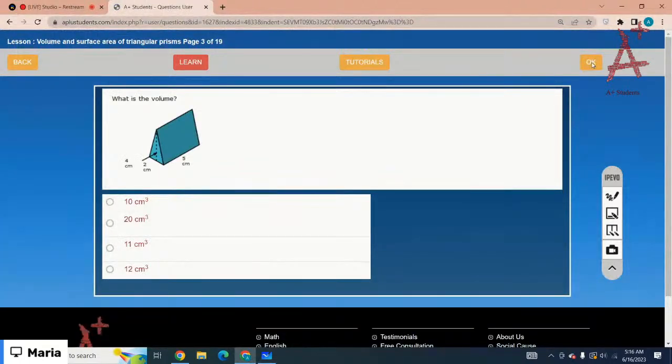Okay, for the next one, you have to do the same thing. So which is the correct option? What is the volume?